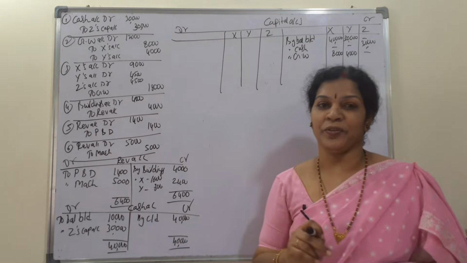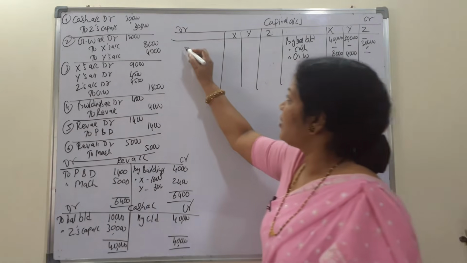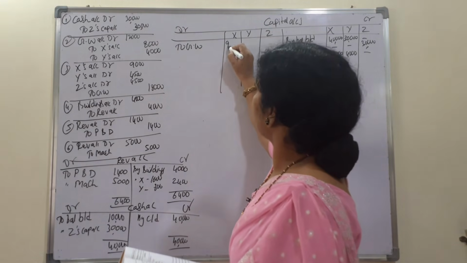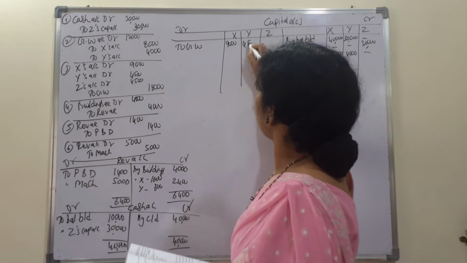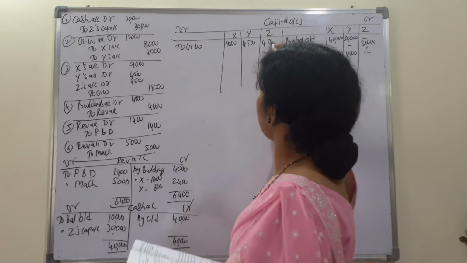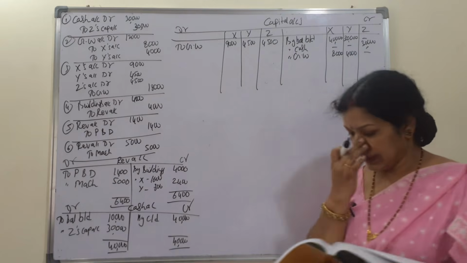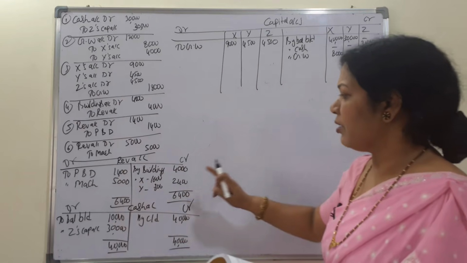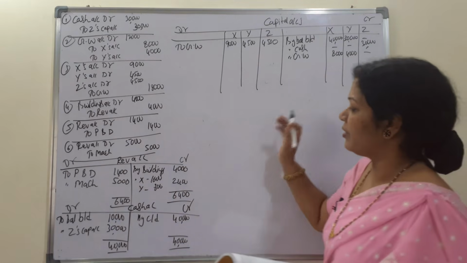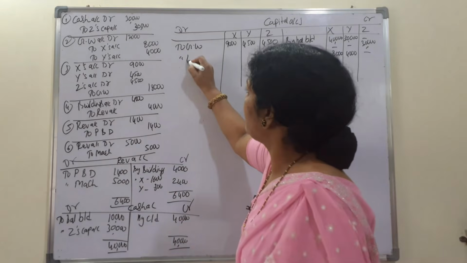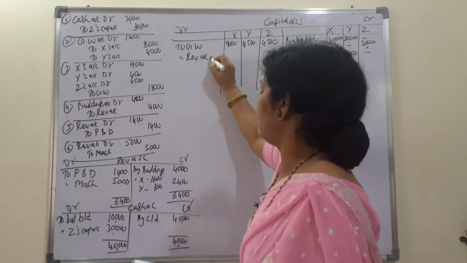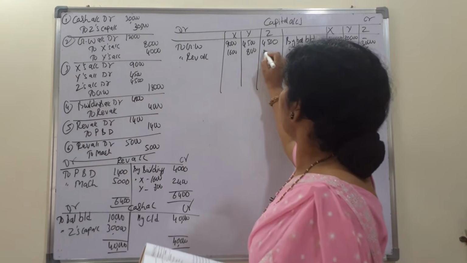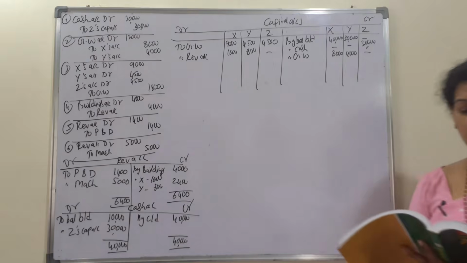Next, goodwill is written off. Written off by all the partners, so it is on the debit side. To goodwill written off 9,000, 4,500 and 4,500. Next, what else is there? Here the revaluation account, they got a loss of 1,600 and 800, debit to revaluation account, 1,600 and 800. Did we miss anything else?